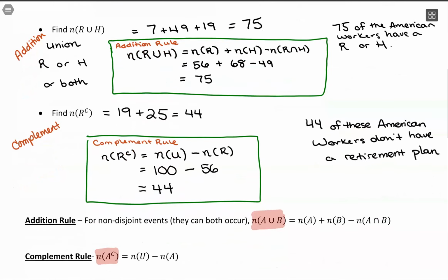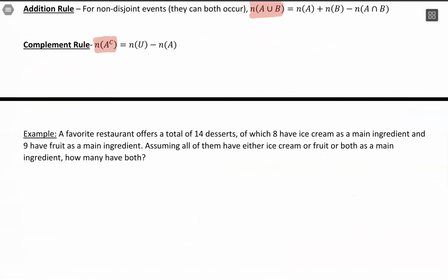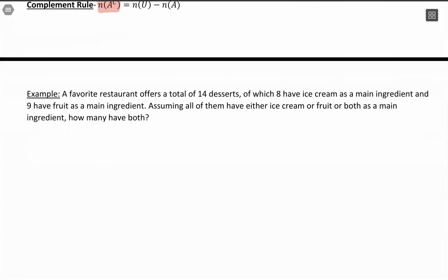So let's look at a case where we are just going to deal with notation and not have a Venn diagram. What we're going to have is a total of 14 desserts. So that's going to be our universal value here. We have these 14 desserts. And actually, even without notation, I'm just going to put together some words here. So we have 14 desserts. 8 have ice cream as their main ingredient. 9 have fruit.